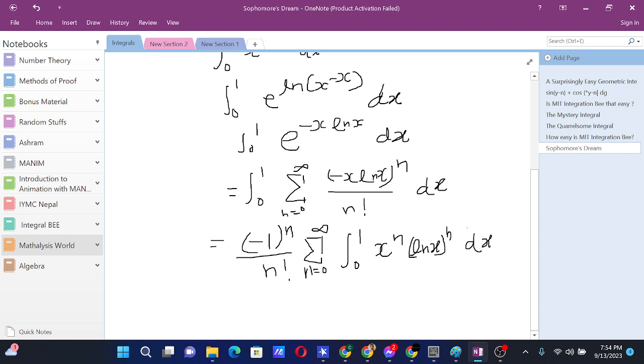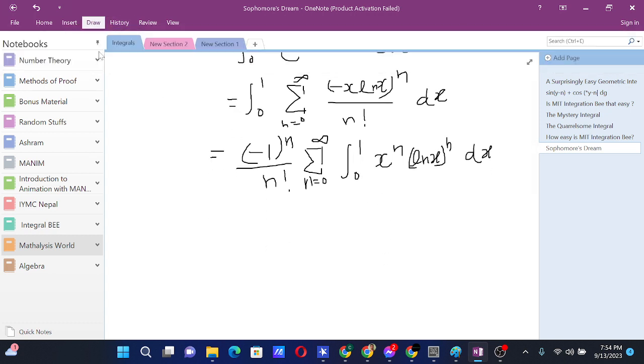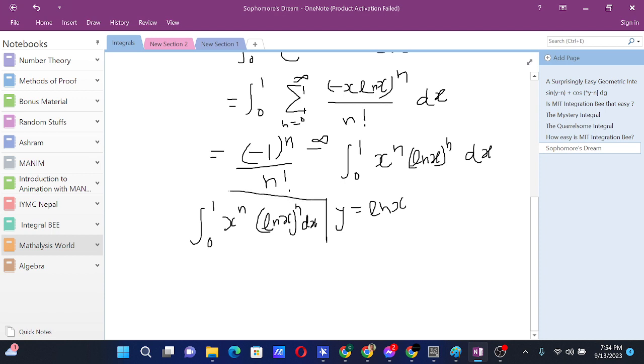Now for this integral, we can let ln x be y. We are now just dealing with this integral and nothing more: x to the power n, ln x to the power n dx, with the factor minus 1 to the power n by n factorial and the summation from n equals 0 to infinity outside.